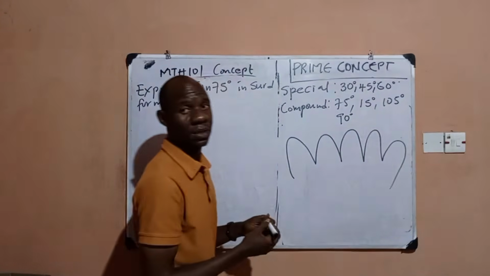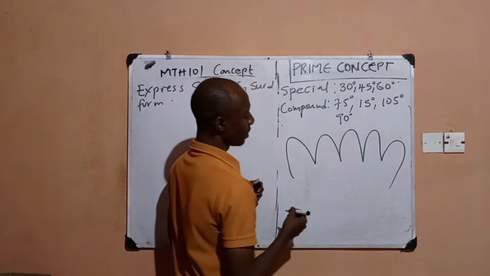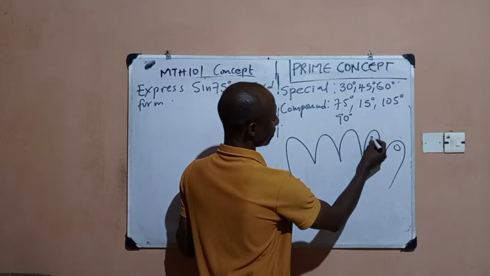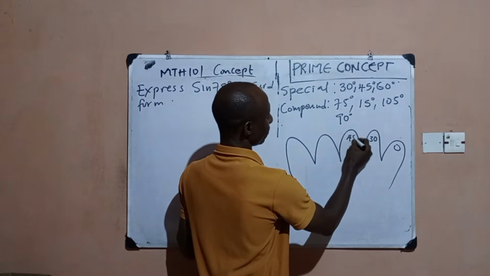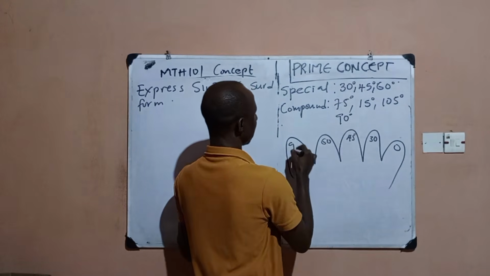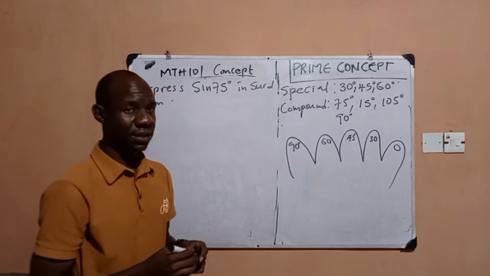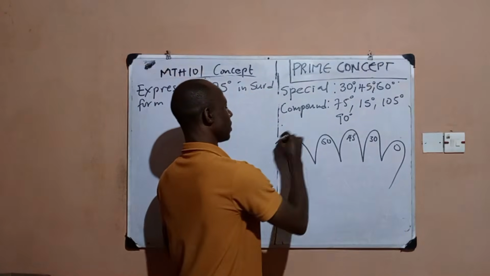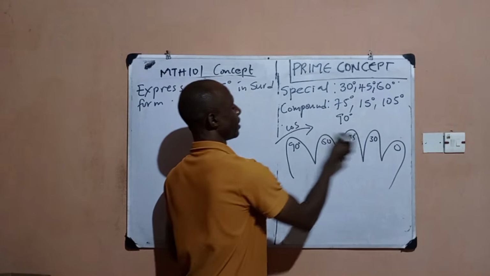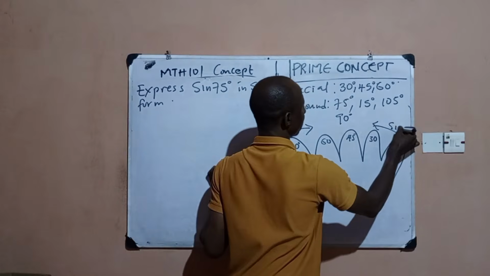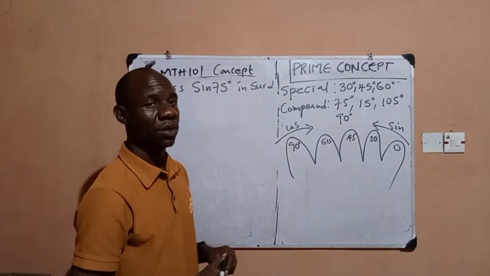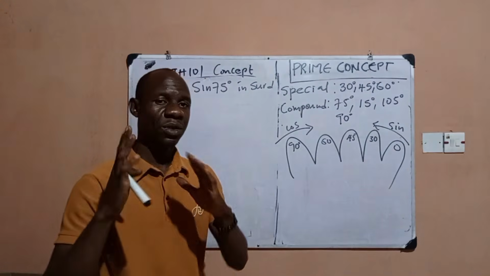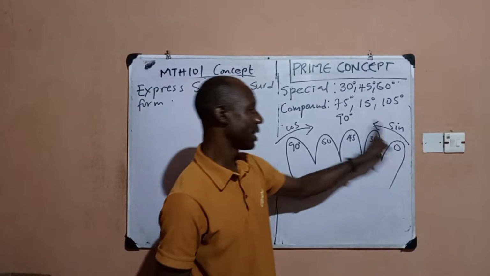This is the finger method. For the finger method, I'll label the fingers 0, 30, 45, 60, and 90. I can get all these angles for sine and cosine. This side is for cosine, and this side is for sine. Anytime I'm looking for cosine, I'll start counting from this side. Anytime I'm looking for sine, I'll start counting from the other side.